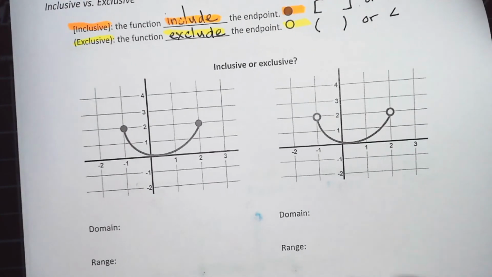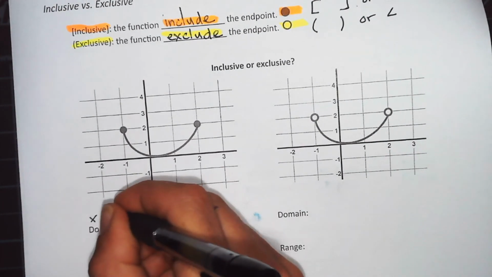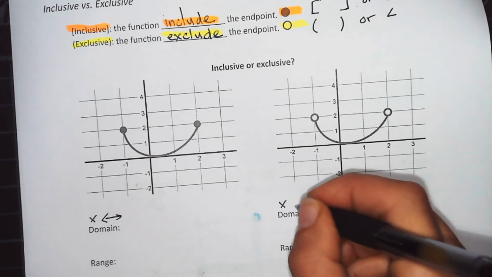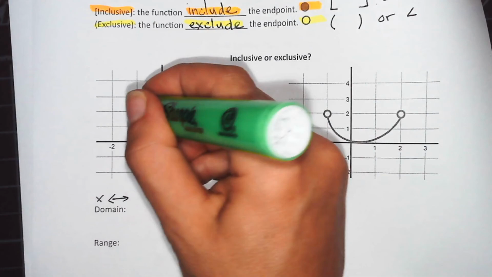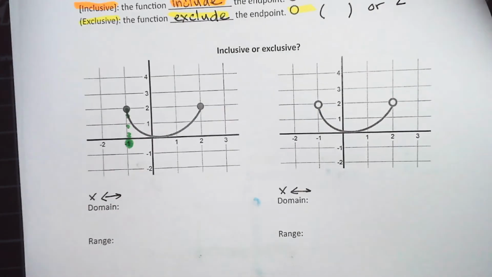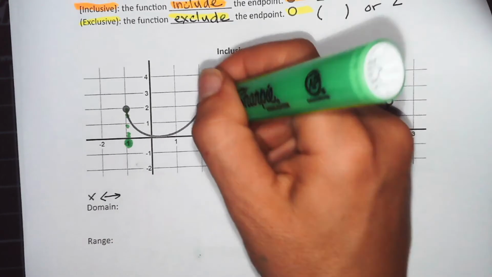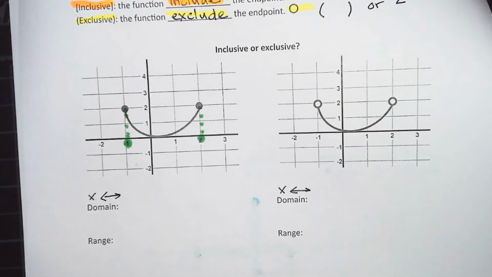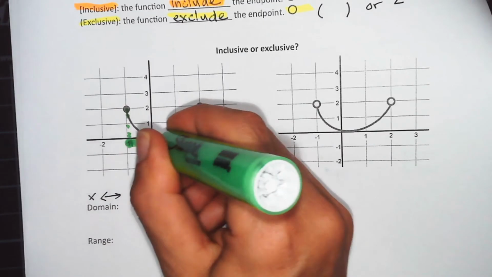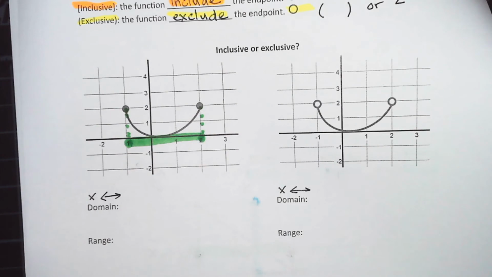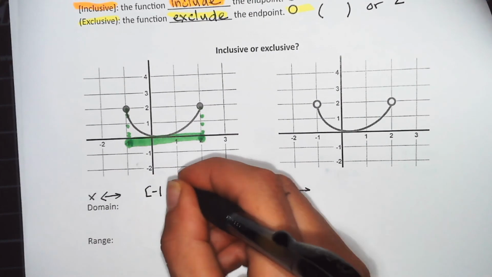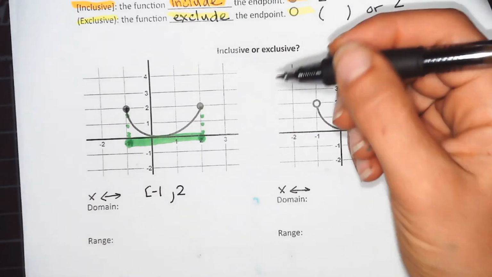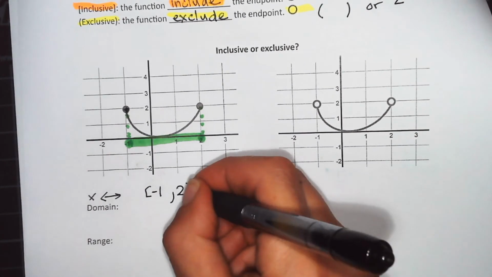So for domain, we're thinking x's, we're thinking left to right. So we're asking ourselves how far to the left, and we can see that's -1. How far to the right, and that's +2. And we're saying all of the x's in between. So how far to the left? -1. How far to the right? +2. And because those are bubbled in, because it's inclusive, we use these brackets.